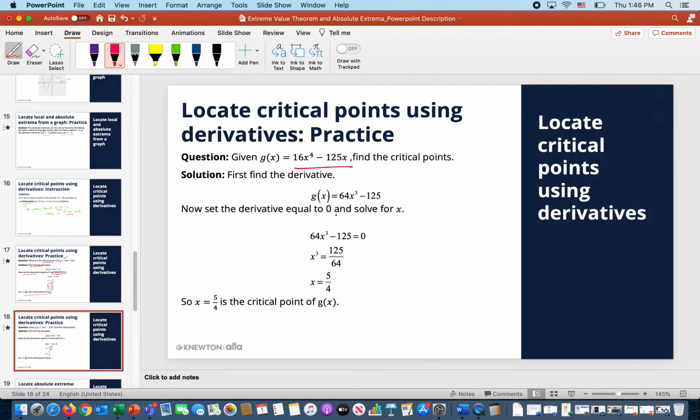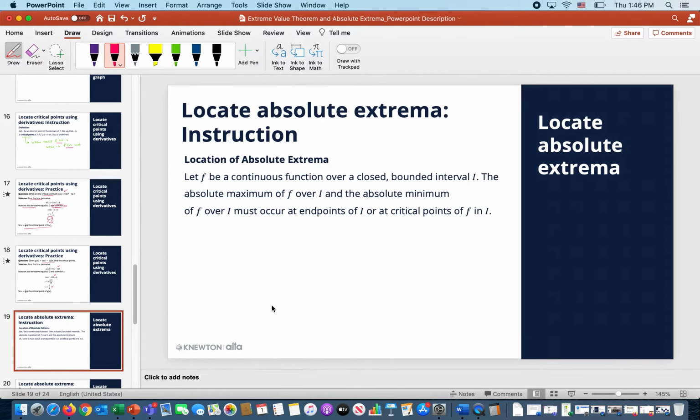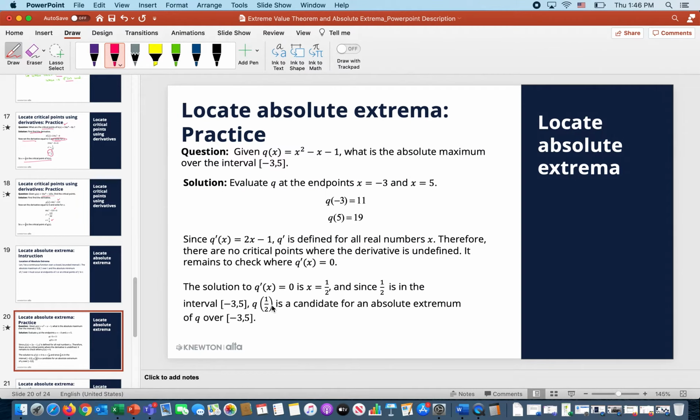Step 3, solve. Given this guy right here, find the critical points. So again, we find the derivative, we set it equal to 0, we solve, and that guy 5/4 is the critical point. Given the function x squared minus x minus 1, what is the absolute maximum over the interval -3 to 5? So we did this when we were looking at a graph, but we haven't done this where we're looking at an equation, okay? So what I'm going to do is I'm going to look for the biggest y value.